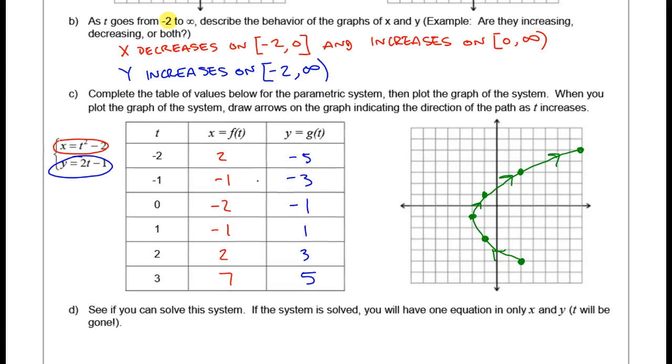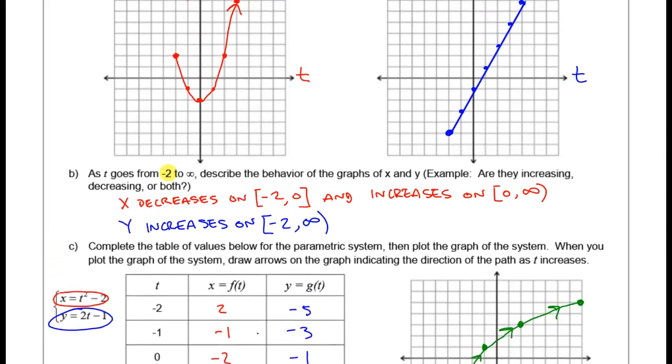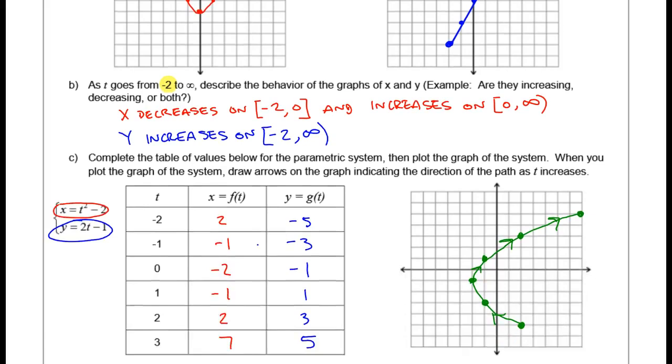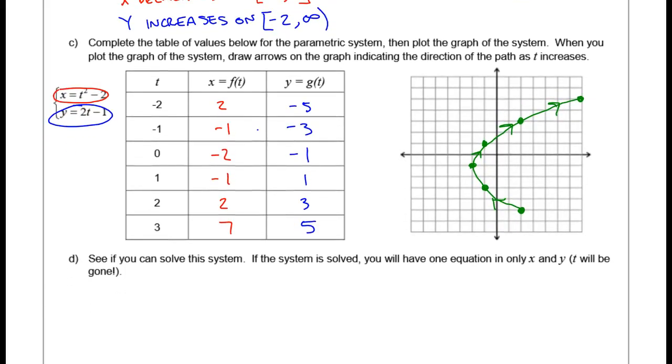Okay, so one thing worth noting here is when I graphed x and y previously, they were functions of t. So my independent variable, my horizontal axis was t. Well, now I've converted back into the xy plane, so it's worth noting here that this is now the y-axis again, and this is now the x-axis again. Okay, so let's move on to part D.